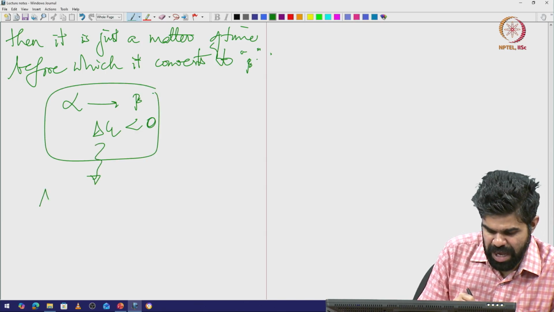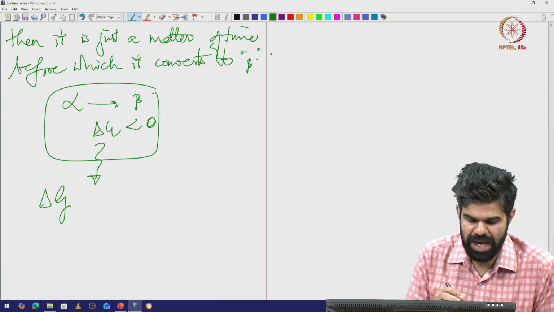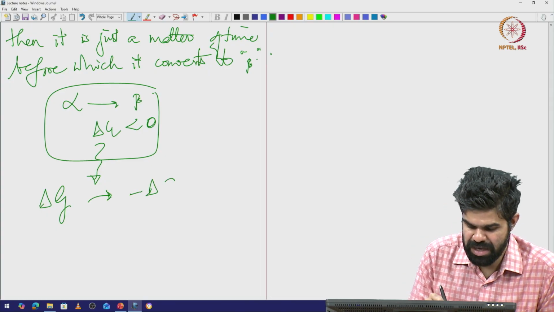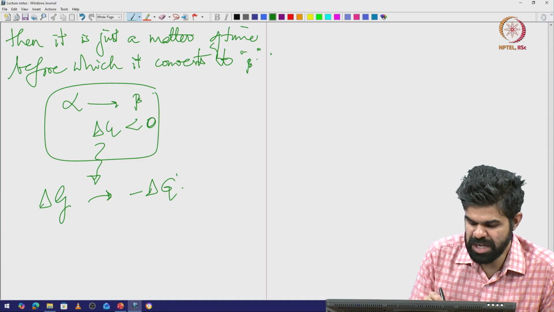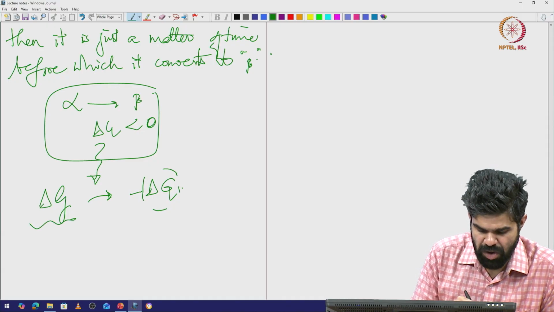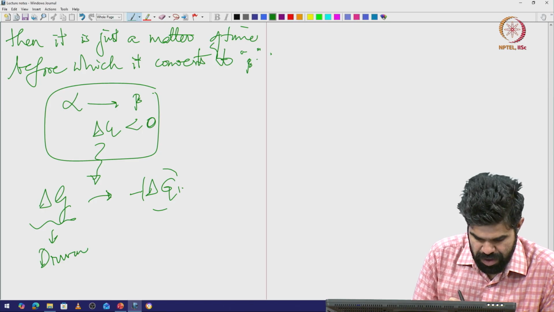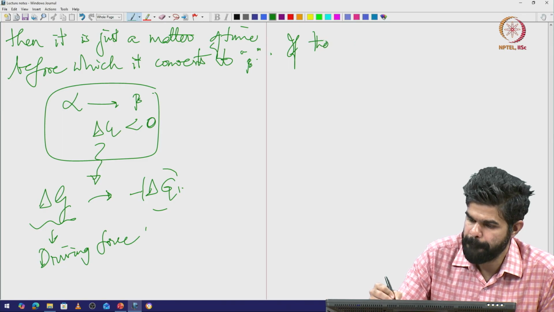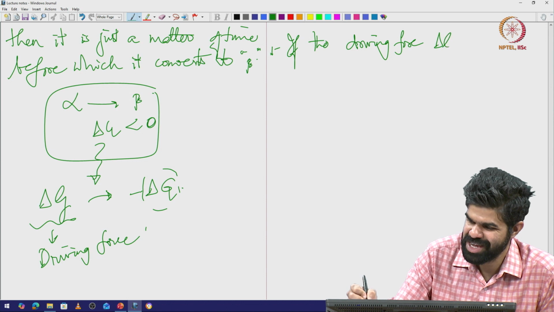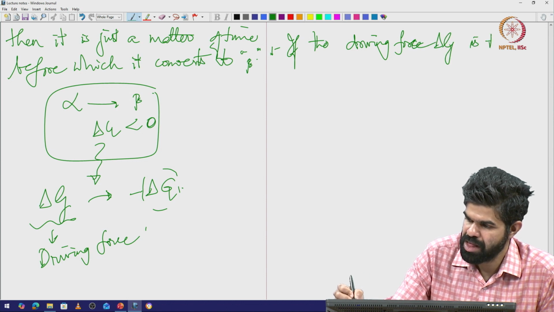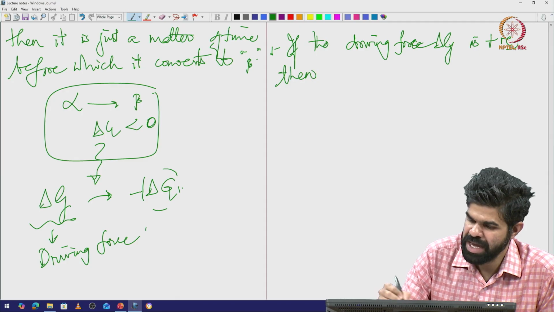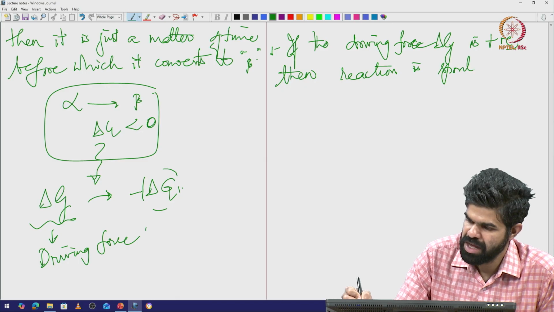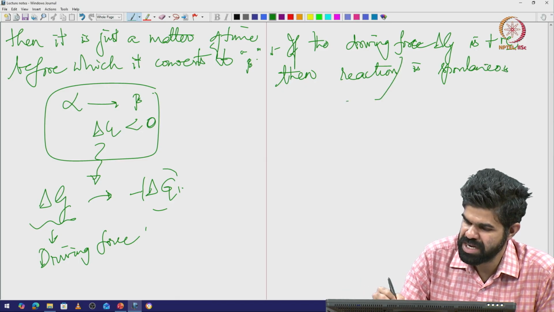Then I have defined capital delta G as minus delta G, right. This is my thermodynamic delta G, and this I call to be the driving force, right. If the driving force is positive, then my reaction is spontaneous, or in this case the phase transition.